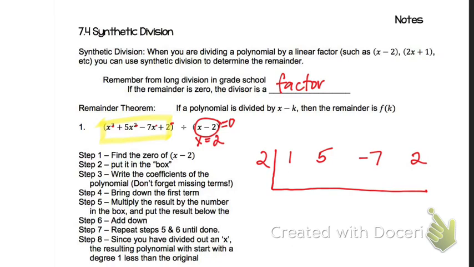But in parentheses here it says don't forget missing terms. So let's say that it went from x to the 4th plus x squared, and it skipped a degree. You would need to put a 0 in that place. There are none on the notes, but I'll do one on the homework for you.